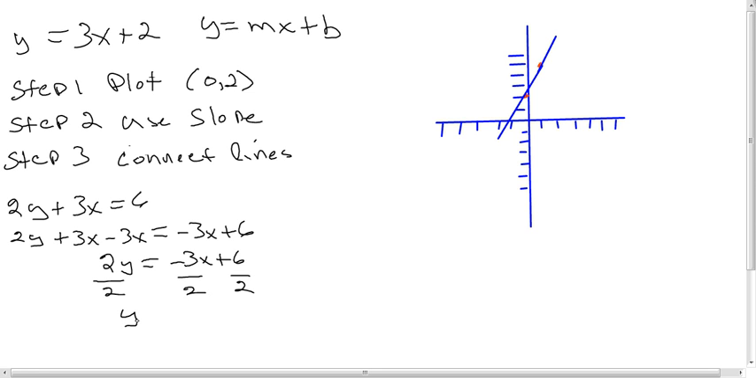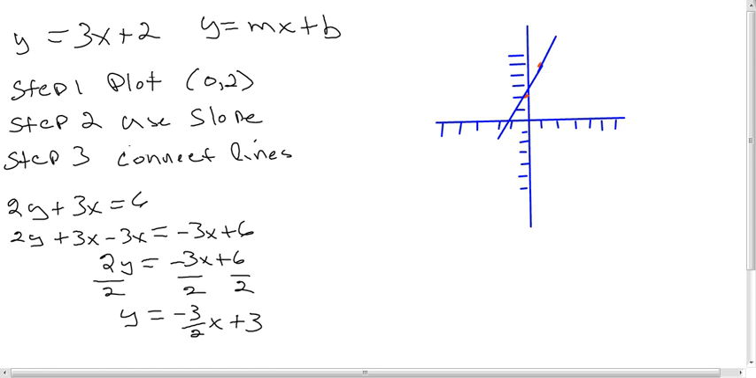and on the left side, 2 divided by 2 is going to give us 1. So this would be y equals negative 3 over 2 x plus 3. Okay, so now we have this particular equation in slope-intercept form, and then we're going to go back up to the graph and see if we can graph this particular equation.